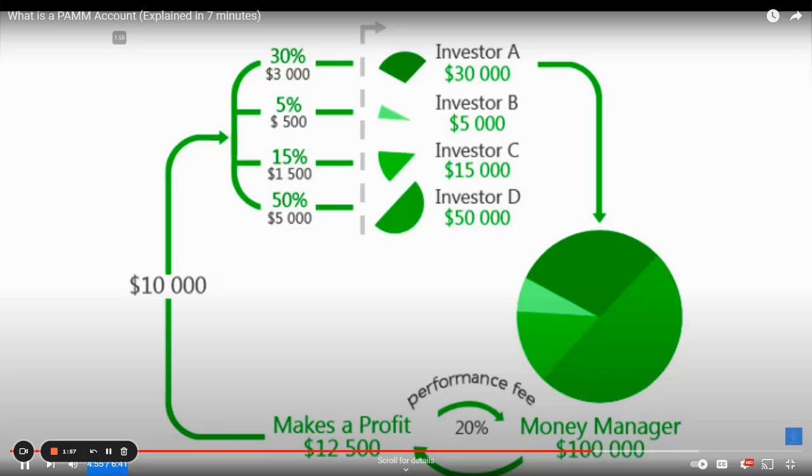Same thing for investor B. $5,000 is 5% of 100 grand. 10% of 5 grand is $500. Same thing for investor C. $15,000 is 15% of the master account. 10% of $15,000 is $1,500.